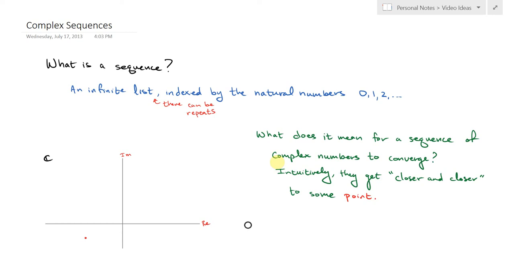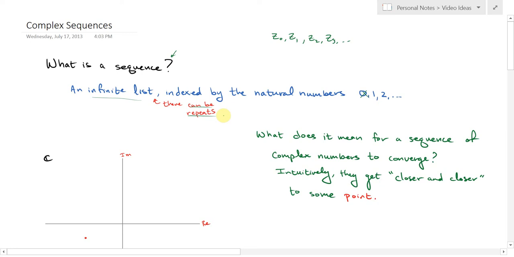So first of all, what is a sequence? A sequence is just kind of an infinite list indexed by the natural numbers 0, 1, 2, and so on to infinity. Or some people ignore 0, it doesn't really matter. So it's just going to be a list of complex numbers, z sub 0, z sub 1, z sub 2, z sub 3, and so on. And there can be repeats. It doesn't matter if z1 is the same as z3 or something. It's just an infinite list.